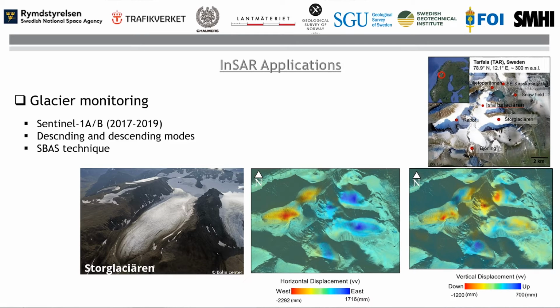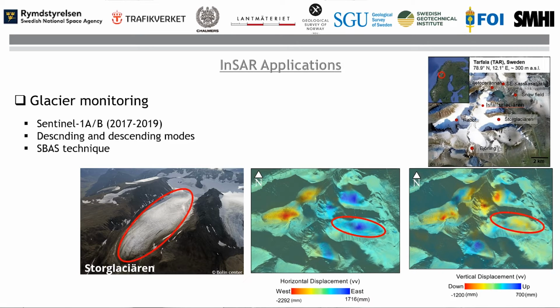And here you can see the final product after combination of the descending and ascending modes. Here you can see the vertical displacement, mostly related to the gain and loss of ice mass. And here you can see the horizontal displacement related to the movement or velocity rate of the glacier in two opposite directions.